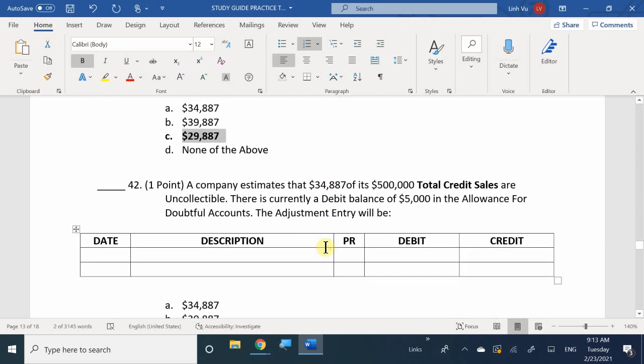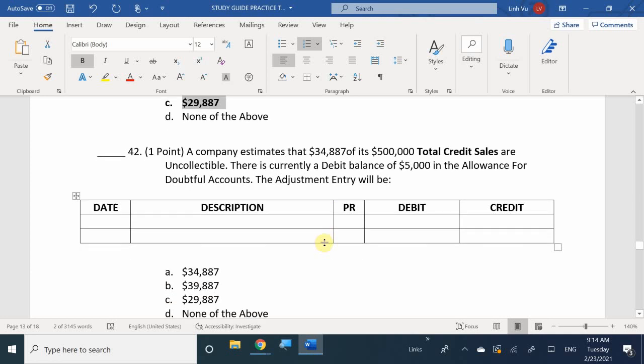So again, testing you one more time. My company estimates that $34,887 of the 500,000 total credit sales is to be uncollectible, and there's a current debit balance of $5,000 in the allowance for doubtful accounts. How much is my adjustment entry going to be? Wrong. It's 34,887, because of the total credit sales.